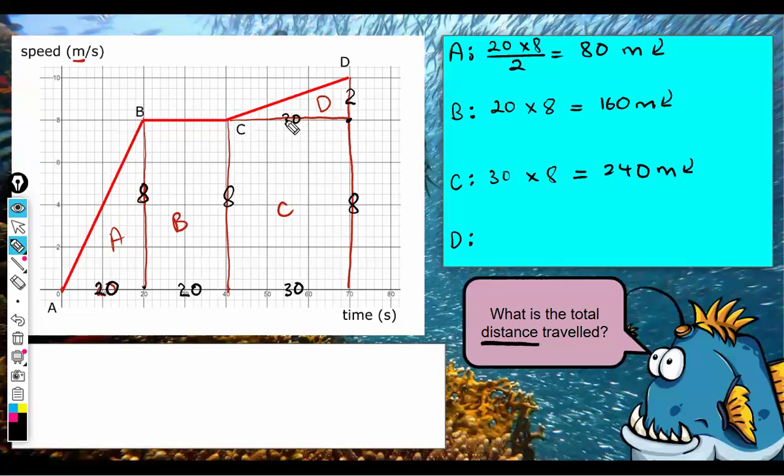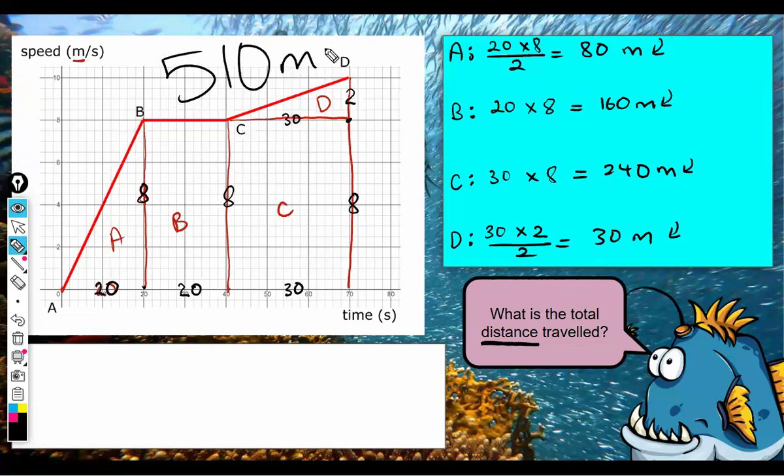Now for D, base by height divided by 2. Base by height, and this will give me 30. Add up all 4 and let me know what you will get. So let me see. 80 plus 160 plus 240 plus 30. I'm getting 510. I'll put in the answer here. Check it back, guys. You made a mistake somewhere. But some people, not everybody.